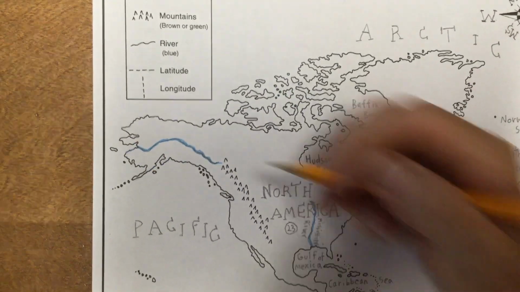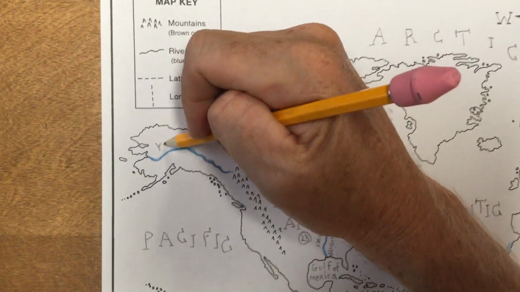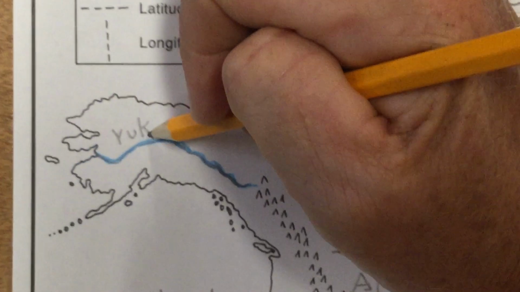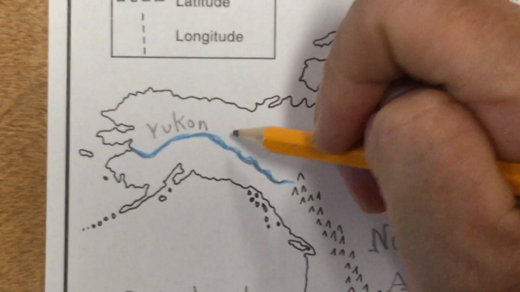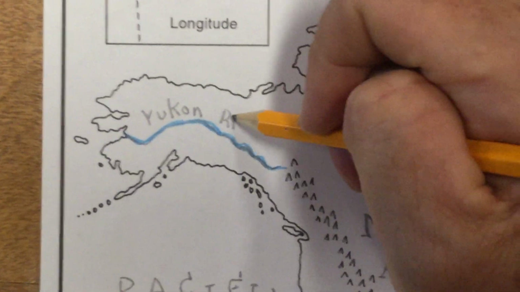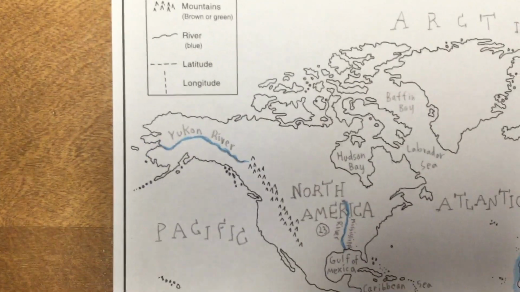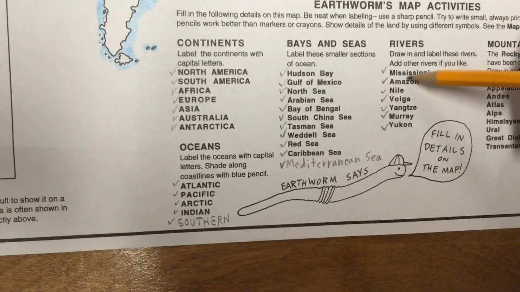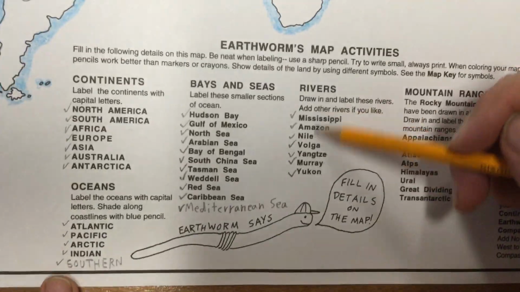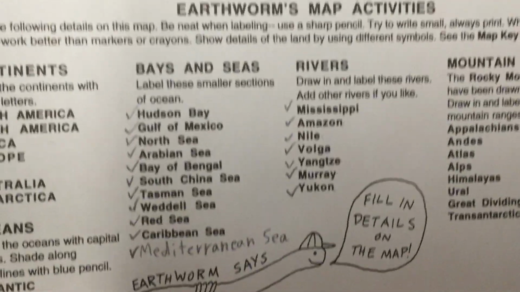Okay, and this is the Yukon, Y-U-K-O-N, Yukon River. I'll check that one off. And there's all of our rivers. We've labeled every one of those in the list. Now, of course, there are so many more rivers in the world, but I think that's probably all we have to do right now.